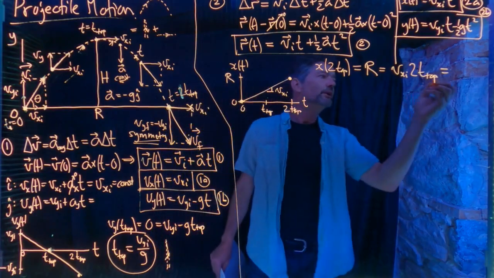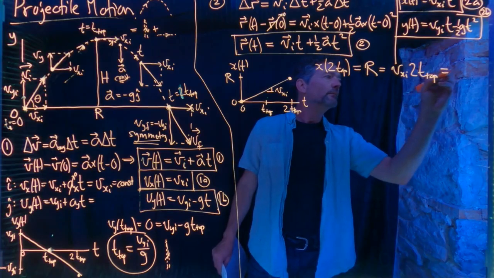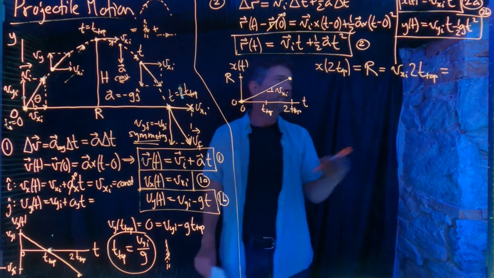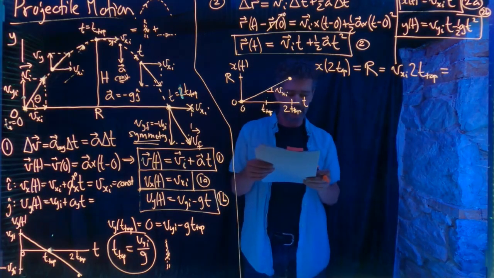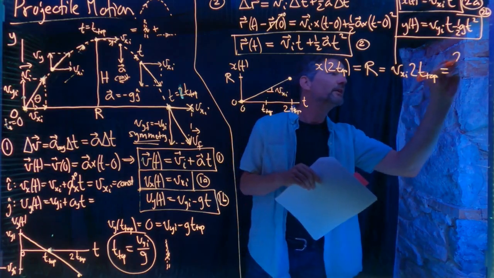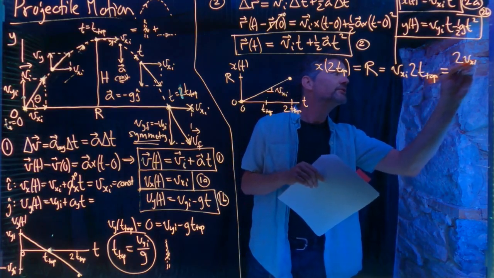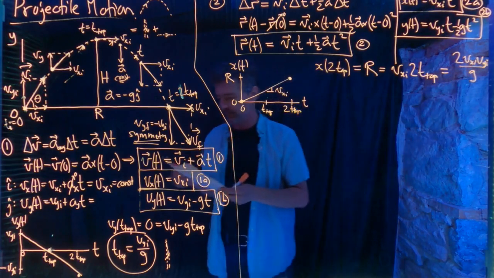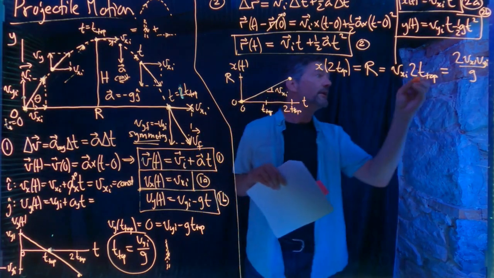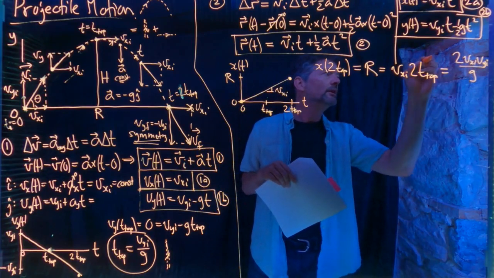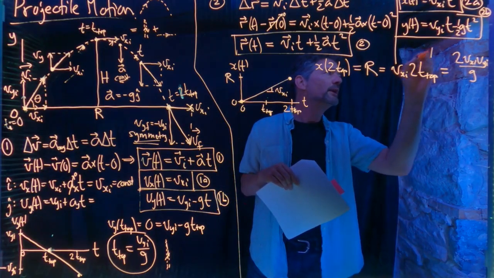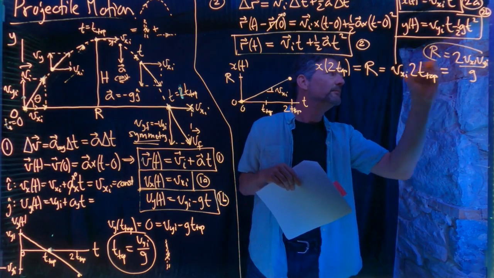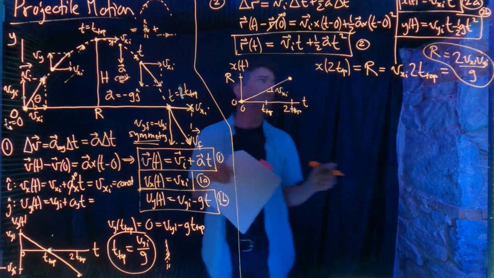And so we get a factor of 2. So we get twice Vx initial, Vy initial divided by g. Okay, great. So that is the range. And let me just write it, range equals that. And that's going to be an important formula that we're going to use.